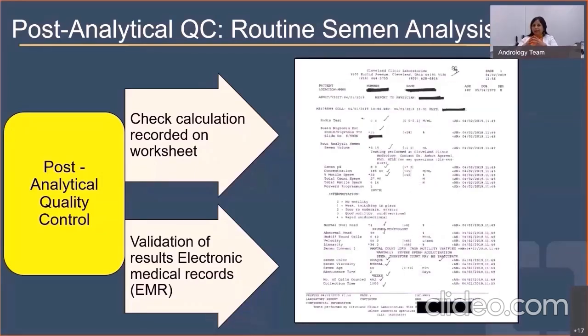These results are then manually transferred into electronic medical records. And this is a printout from the electronic medical records. And these are also reviewed and released to the physicians only after they have been validated and any corrections that have to be made are made. So if a correction is made, then in the electronic medical record, it will show as corrected results, and these are preceded by the uncorrected results.